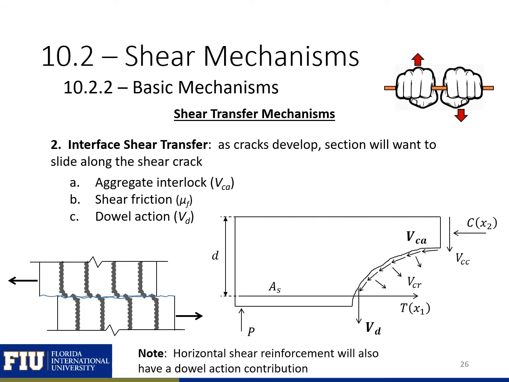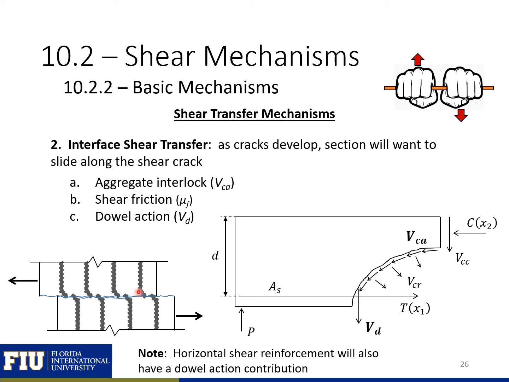As cracks develop, we're going to start having some interface shear transfer. So our section's going to want to slide along the crack, but we're going to have a couple components that are going to resist that sliding. First, we'll have aggregate interlock. So the roughness of the aggregate on each side is going to create some friction that will resist the sliding. We'll have a shear friction component, which will again be a function of our surface roughness, and then also dowel action. So our steel that's crossing this interface plane is going to resist shear.